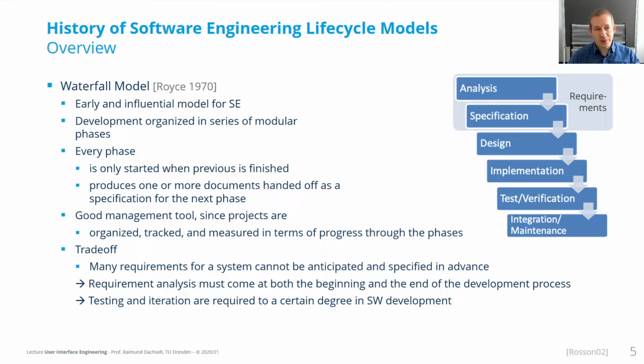And this is a very good approach for the management because it has a very organized, traceable and measurable procedure. And you see the progress and you can measure the progress and also plan the progress through these phases. But of course, and that's the most important weakness, a system can't be anticipated entirely. The development of a system can't be anticipated at the beginning. And always the requirements change.